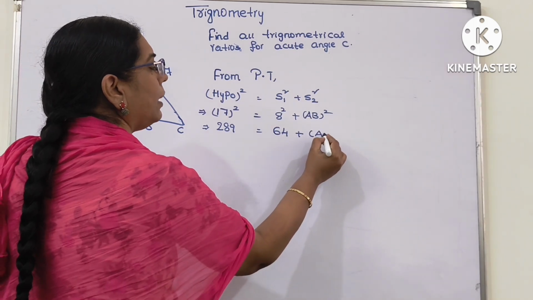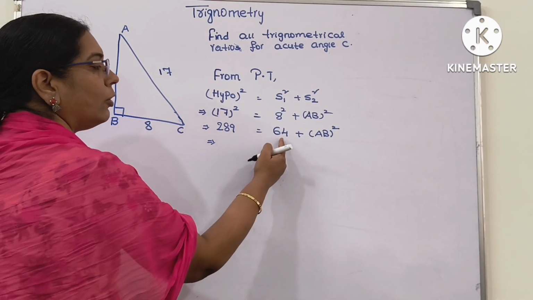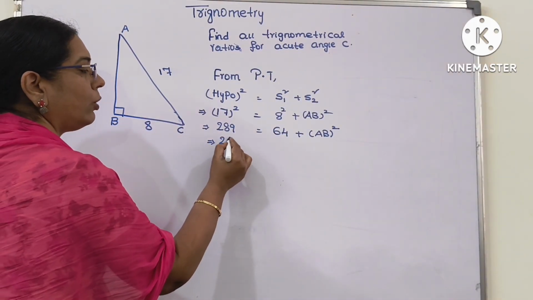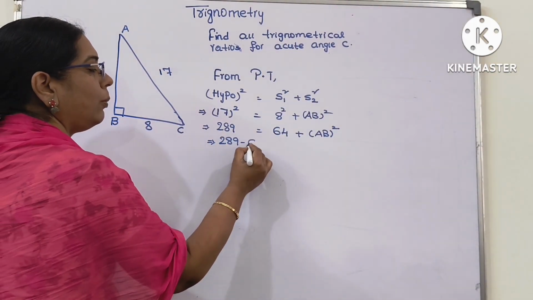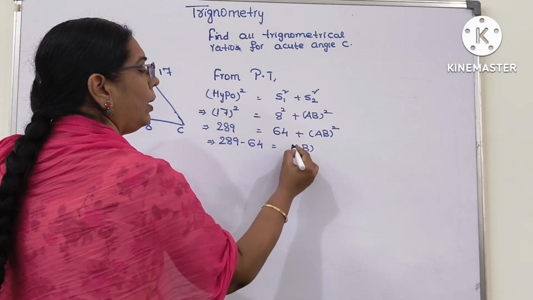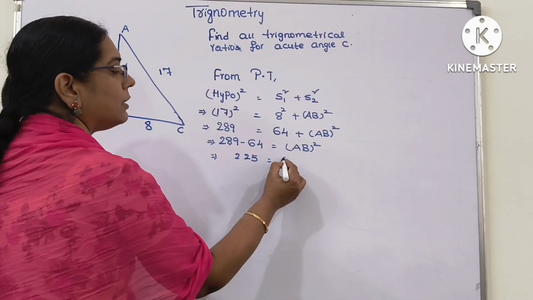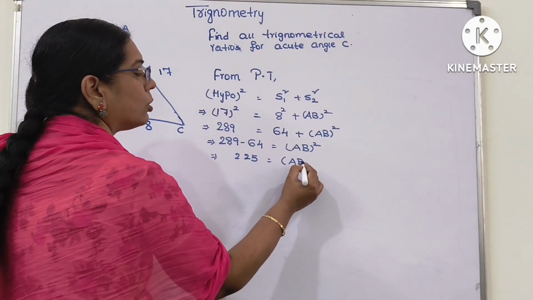64 plus AB whole square. Now, how will you find the AB value? Transpose 64 to this side. So, 289 minus 64 is equal to your AB whole square. So, 289 minus 64 as it is, AB whole square.